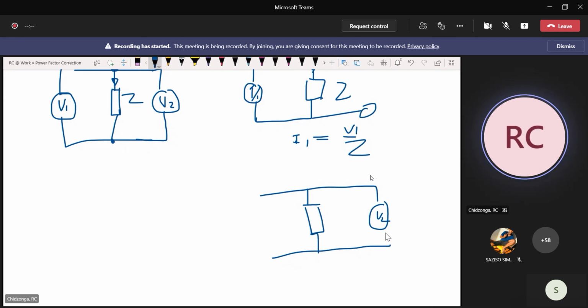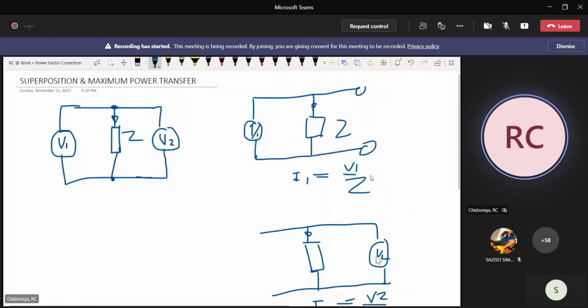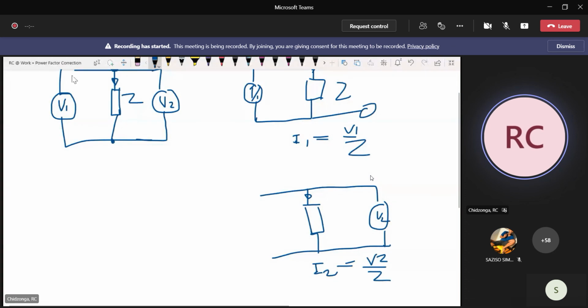And the current here is going to be Ohm's law, V2 divided by Z. Now the law of superposition states that the net effect of having V1 and V2 connected together simultaneously is such that the current in Z is going to be this I1, V1 over Z, plus V2 over Z. In other words, we have combined those two currents. That is what we call superposition.